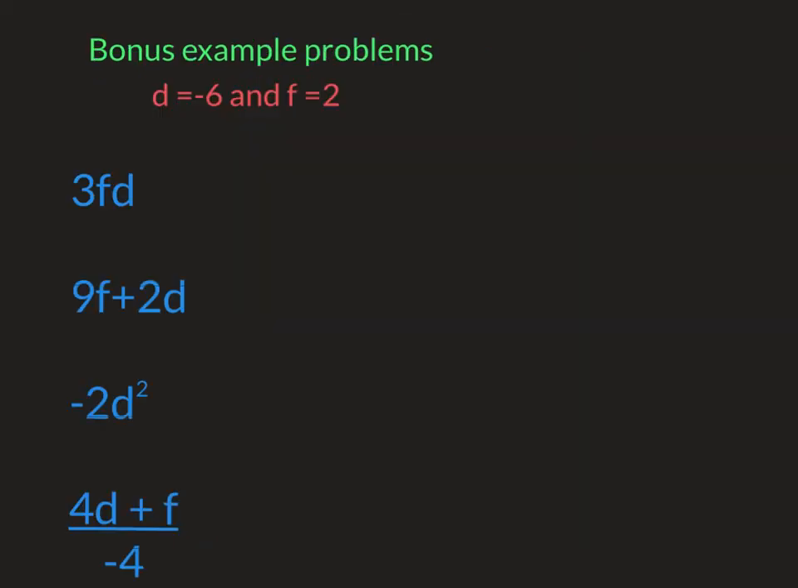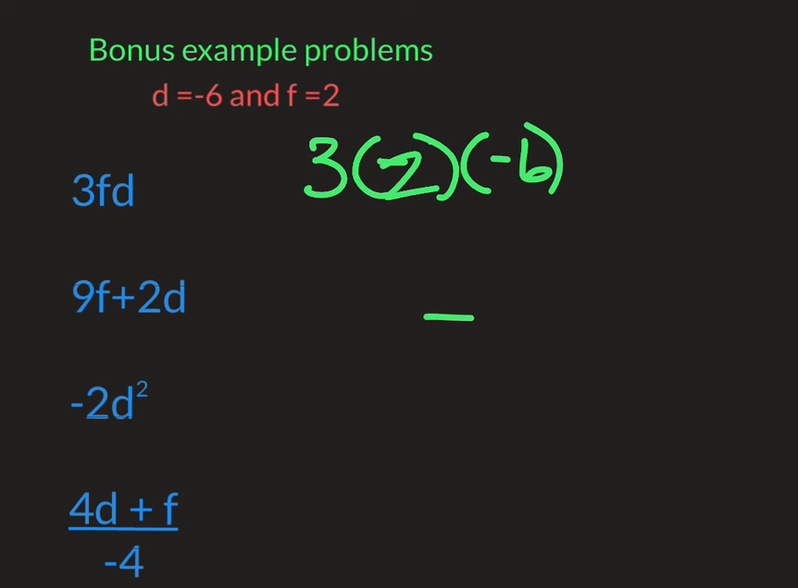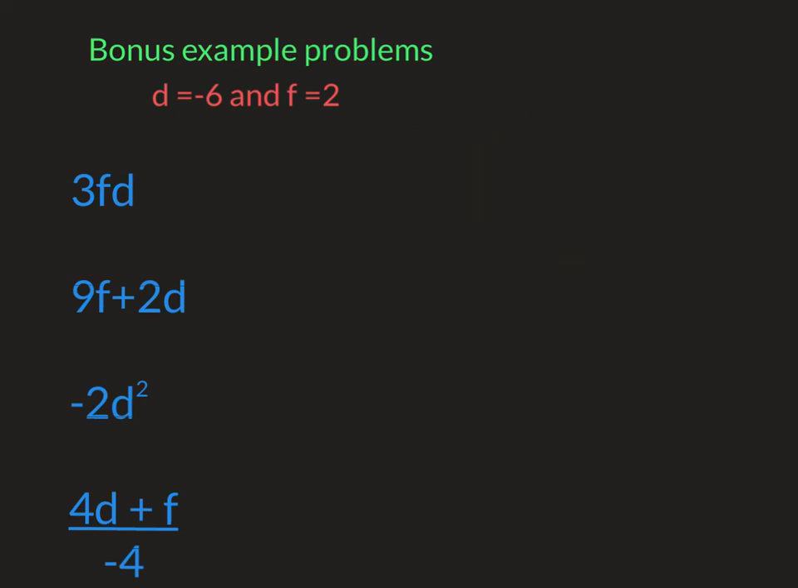All right, a couple bonus problems. Remember, if things are right next to each other, it means multiply. So that's 3 right next to a 2, right next to a -6. That just means multiply. I have one negative in all that, so my answer is going to be negative. And now I just do 3 times 2 is 6, times 6 is 36. Your answer for that one would be -36.